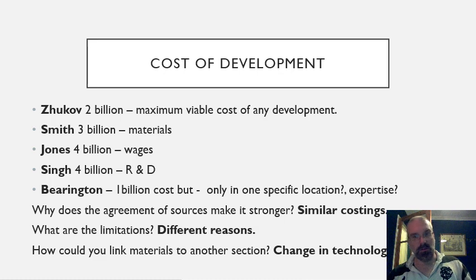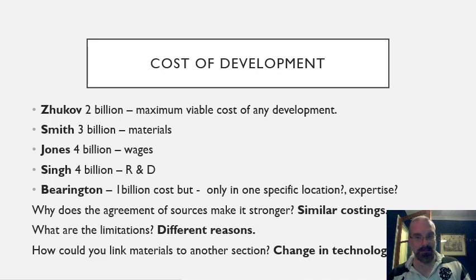Smith, Jones, and Singh also give different reasons as to why it might be so expensive. So that in many ways makes the argument more powerful. Materials will be hugely expensive, wages will be hugely expensive, research and development will be hugely expensive. Now, a slight counter-argument to that, or maybe a significant one, is that even though they all argue it's going to be well over this £2 billion threshold, they're all saying it for different reasons.